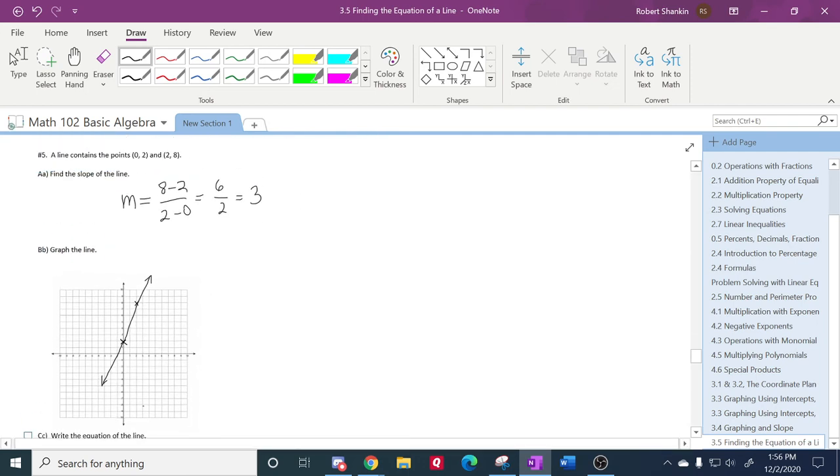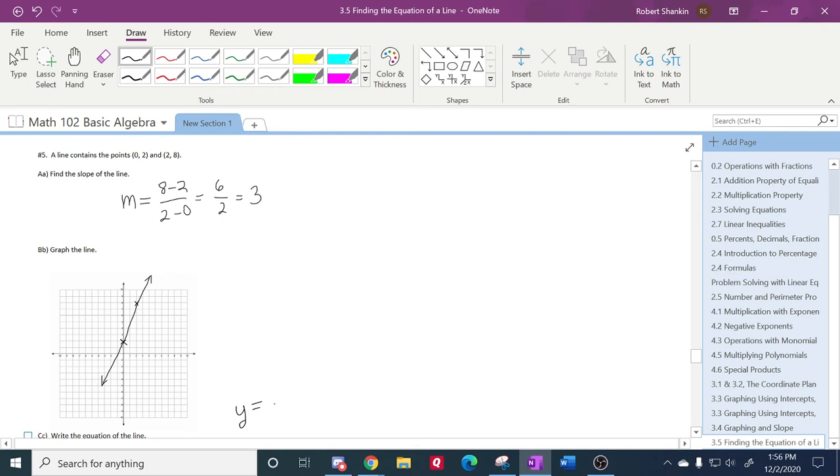All right, so group 3, do you have the equation of this line? Group 3, you got anything for that? And if you're not there yet, I can answer. Y equals 3x plus 2.